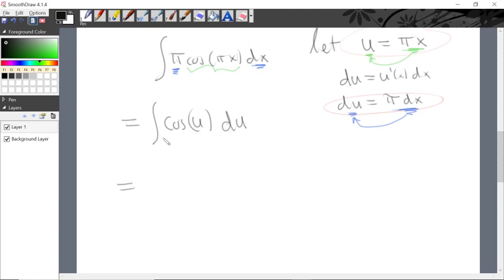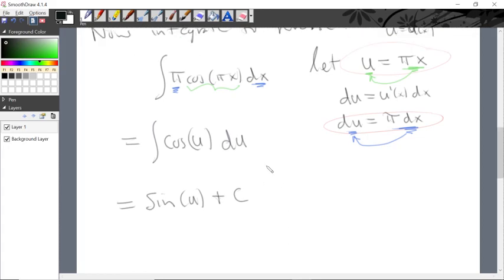Okay. Now we can integrate with respect to the new variable u. And the integral of cosine of u, the antiderivative of the cosine of u, would be the sine of u. And then because this is an indefinite integral, we have to add the arbitrary constant c. So we have the sine of u plus c. We got away from the integral now, right? We have a function as an answer. But this answer is with respect to u, right? Notice we now have some type of antiderivative function with respect to u as the variable.